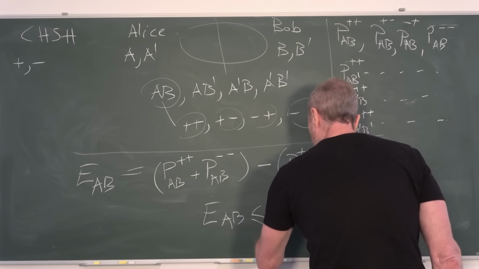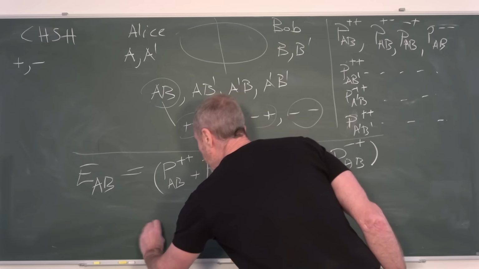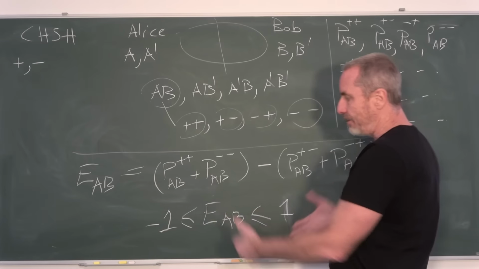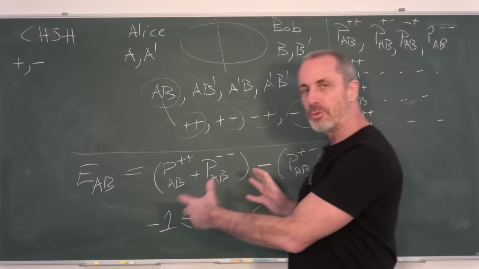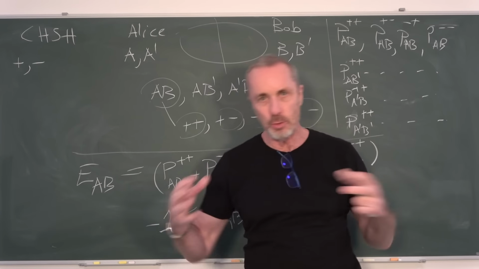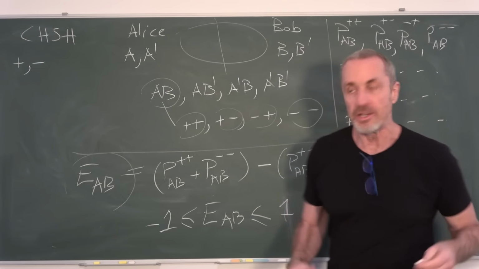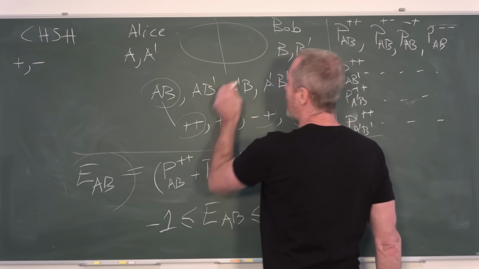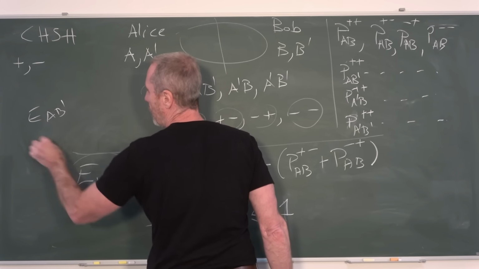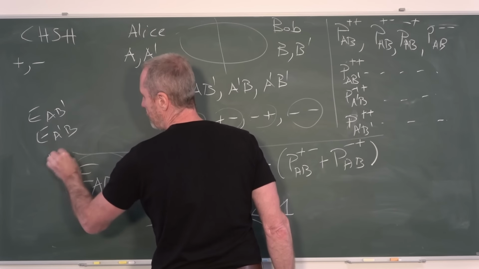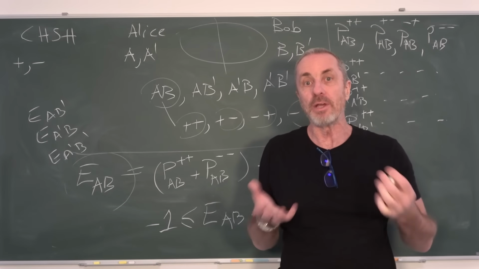So, of course, E will be, by construction, in between these two values, perfect anti-correlation and perfect correlation, a trade-off between these two possibilities. These are the quantities that we call correlation functions. And of course, for each one of these 4 joint measurements, we can construct these correlation functions.